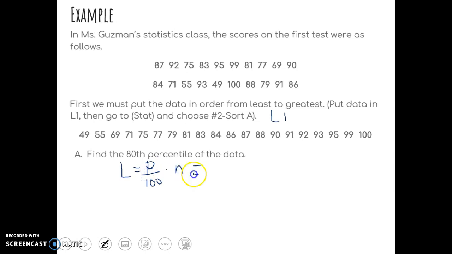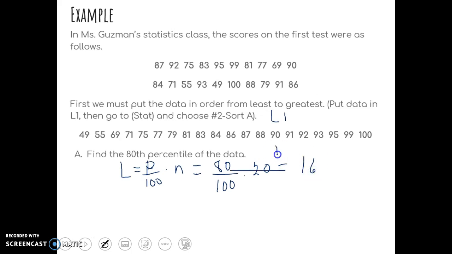So that is, P is the 80th percentile, so it's 80 over 100 times the number of numbers: 1, 2, 3, 4, 5, 6, 7, 8, 9, 10, 11, 12, 13, 14, 15, 16, 17, 18, 19, 20. So 20 numbers. So 80 over 100 times 20, and you can just put that in your calculator and find out what you get, and we get 16.